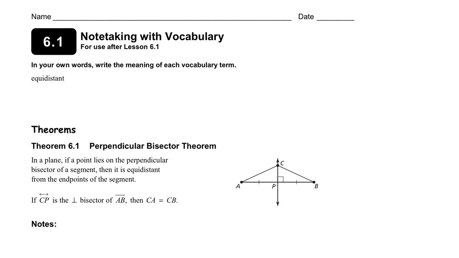Equidistant basically means it's the same distance. So like a point, if it's equidistant to two other things, it is the same distance. So you can think about it as that. And write down same distance. And if it's the same distance, that means those distances are congruent.